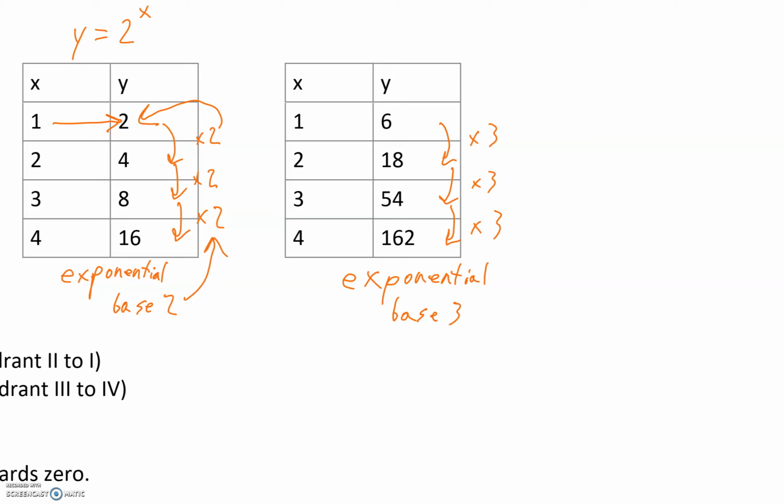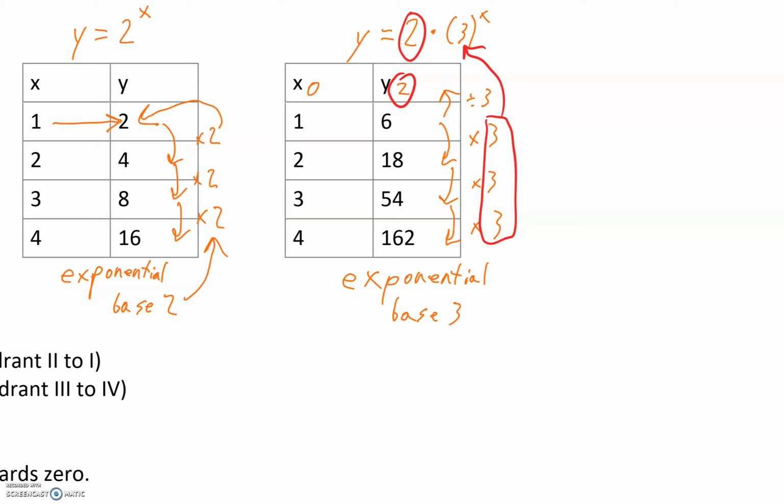So let's go back to our y-intercept, right? So divide by 3 to go this way, right? So then we should have 2. Okay? So whatever that point is, right? So y equals 2 times 3 to the x. So our y-intercept there is the 2. So the 2 ends up there, and the multiplying by 3 ends up here as the base.